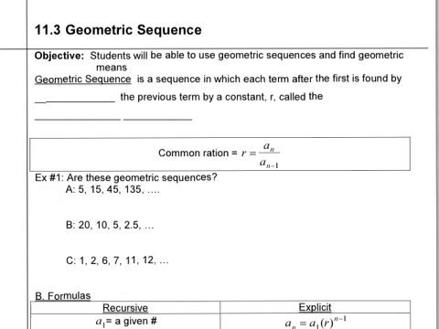Officially, it says in which each term after the first is found by multiplying the previous term by a constant r called the common ratio. That's what the r is, the common ratio. Because it's a ratio, we just take the current term divided by the previous term, and that'll give us r, because we just work backwards and get r.